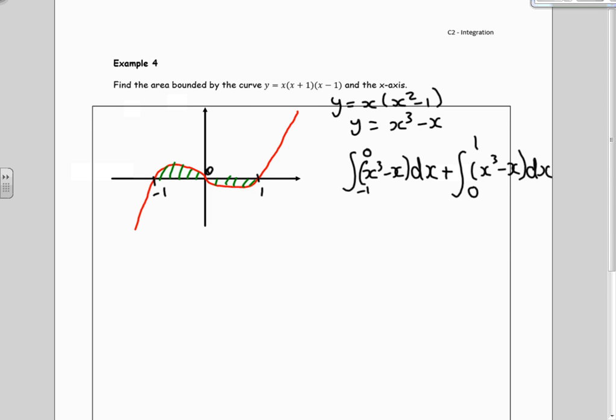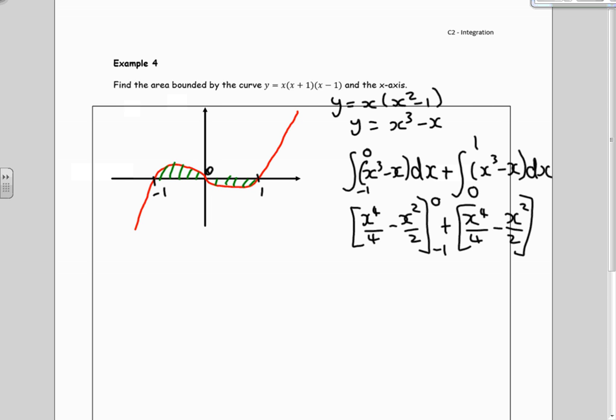So when I integrate this, I add 1 to the power, x to the power of 4, divide by the new power, so divide by 4. And then the same with the x, so that's minus x squared over 2. And I want to evaluate this between -1 and 0 and add on the same integral, but this time evaluated between 0 and 1.